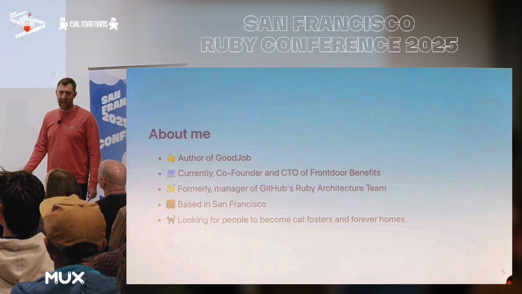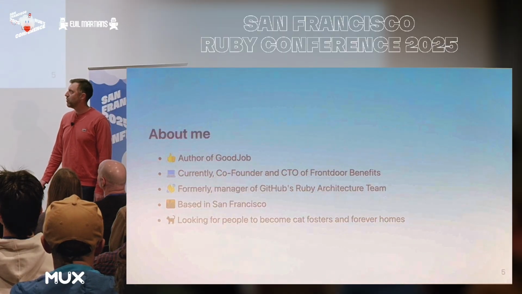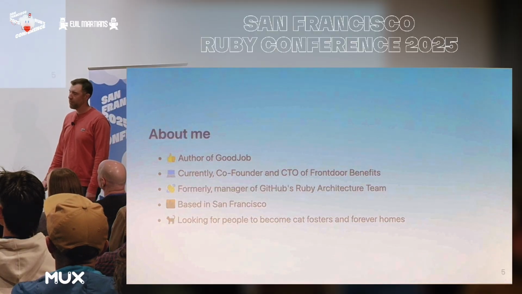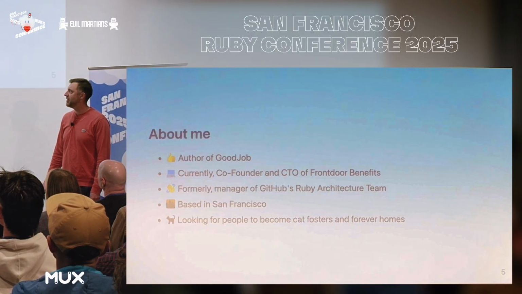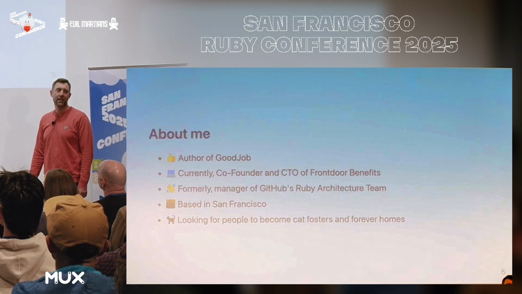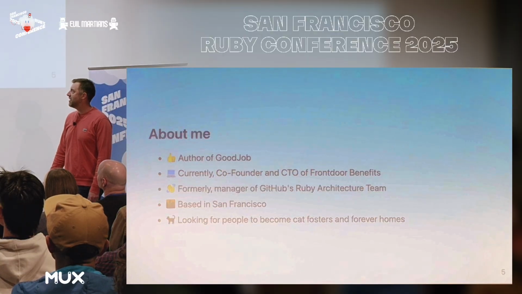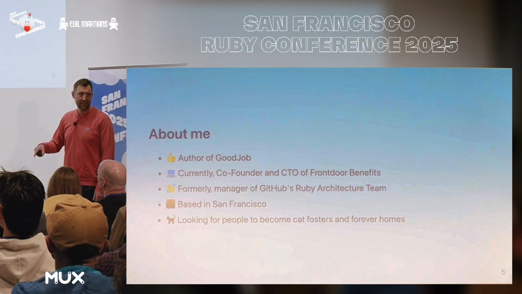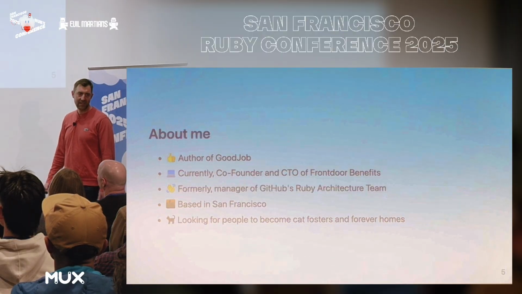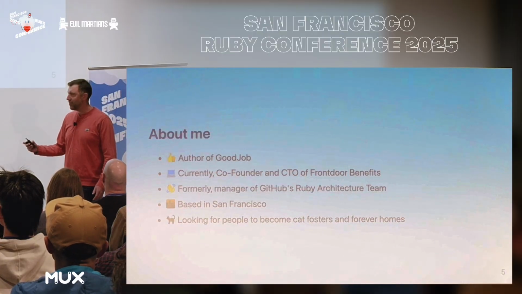About me, I'm the author of GoodJob, which is an Active Job backend for Ruby on Rails. I'm currently the co-founder and CTO of Front Door Benefits. We partner with grocery stores to help their customers enroll in and manage their SNAP, EBT, food stamp, and welfare benefits. Formerly, I was a manager of GitHub's Ruby architecture team. I'm based right here in San Francisco, and I am looking for people to become cat fosters and forever homes for cats. So if you stick around till the end, we've got cat photos.